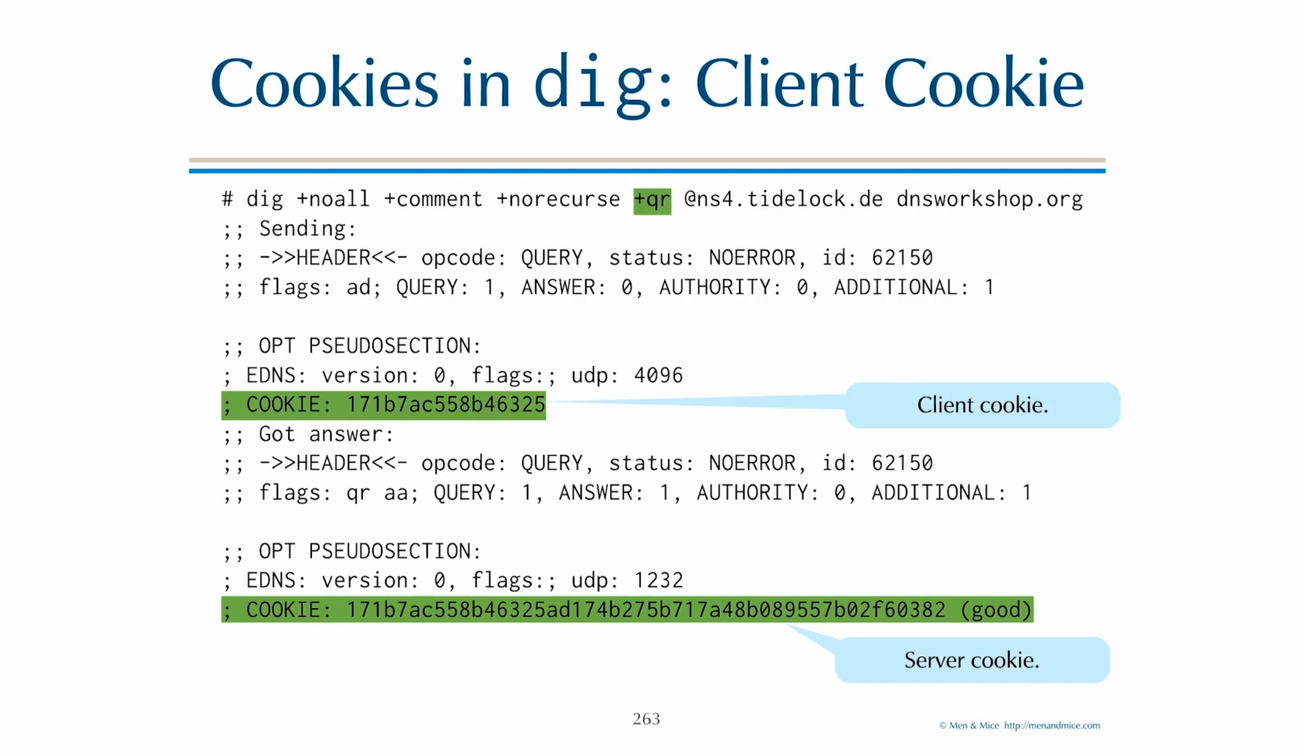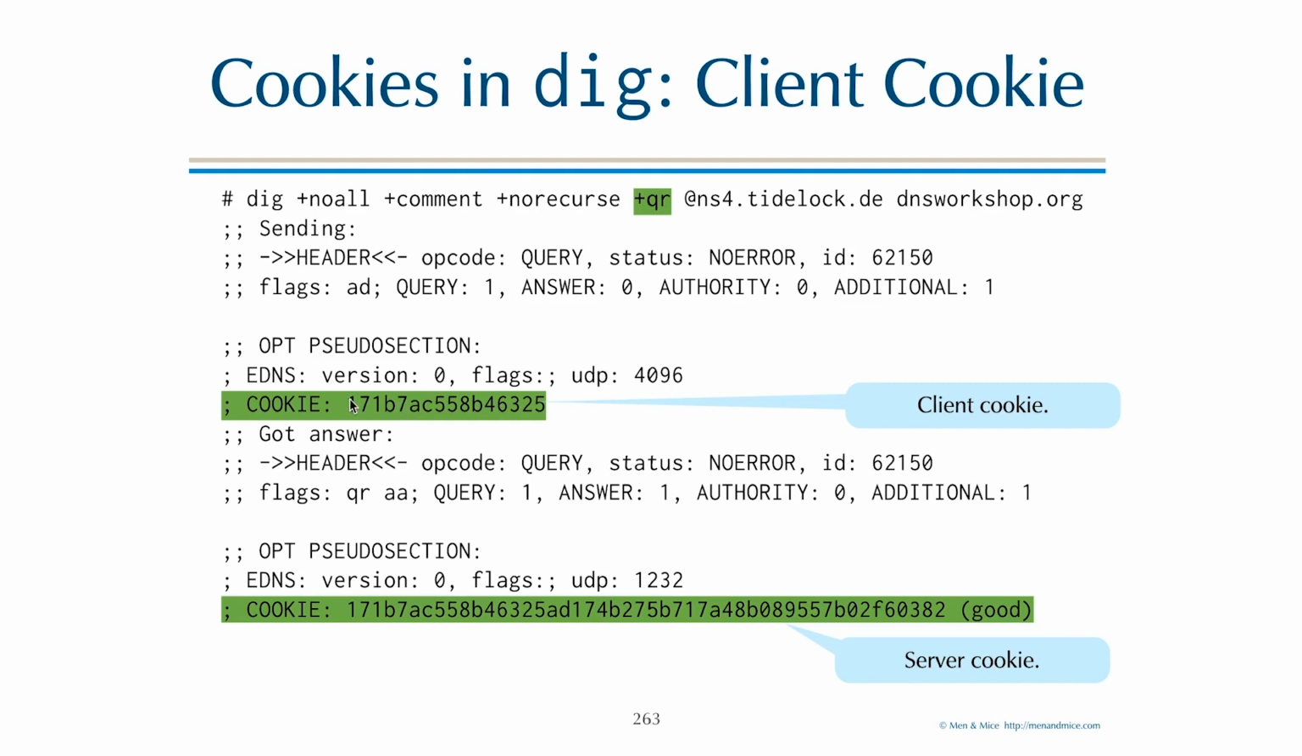We can see that by adding to the previous dig the option +qr. So dig normally only shows the response, but here we're going to also ask for the query we sent. Show me the query I am sending. So here under the top sending, we see in the pseudo section a cookie. This is much shorter. This is the client cookie that is being sent. And if you did this over and over again, the client cookie will be different each time, special to dig.